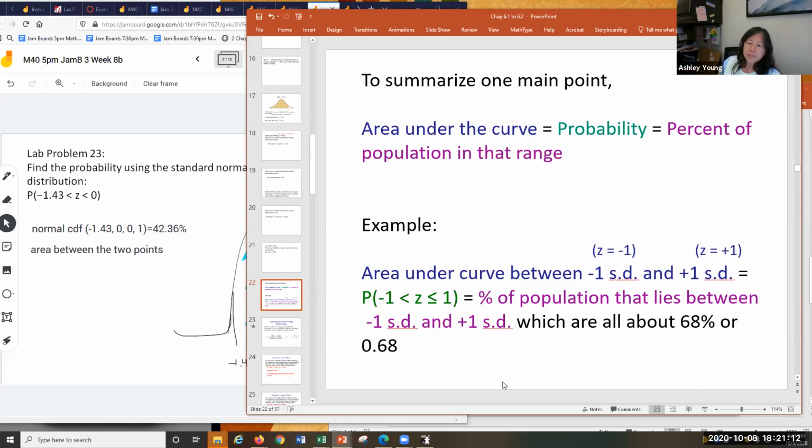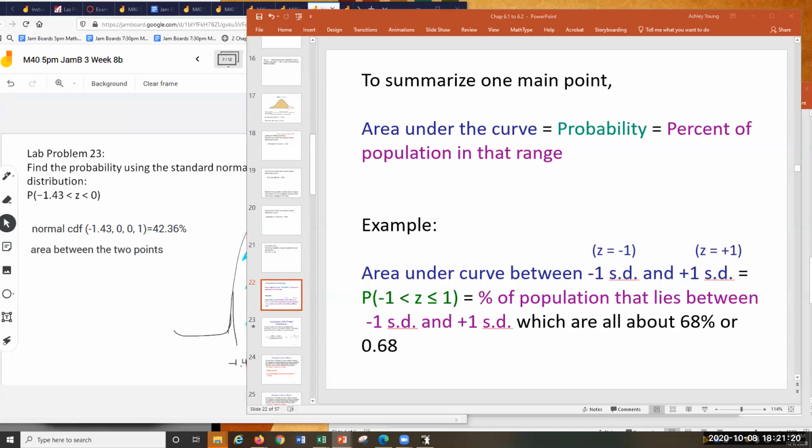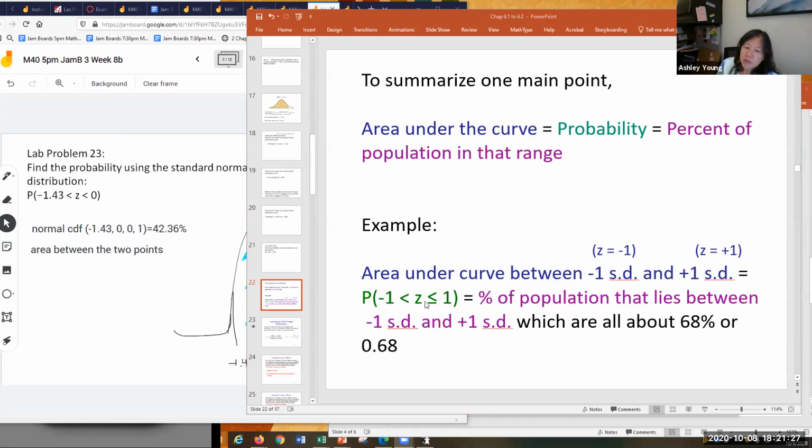Yeah, please do. Okay. The area under the curve between -1 standard deviation and +1 standard deviation is equal to the probability that Z is between -1 and 1, which is also equal to the percent of population that lies between -1 standard deviation and +1 standard deviation, which are all about 68% or 0.68.